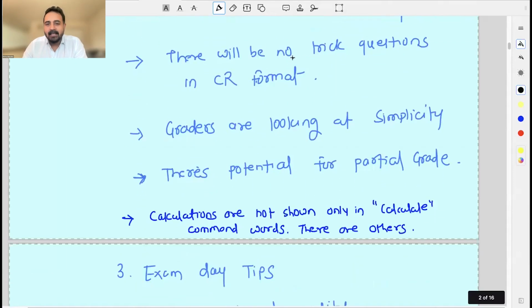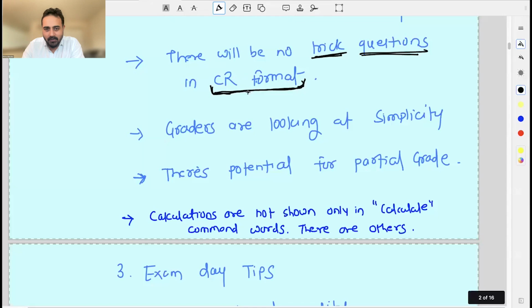Then, this is again an official comment by CFA Institute: they understand that CR format questions can be a little challenging for candidates. So they generally will not put in trick questions, something that has a hidden trick. Those categories of questions are very unlikely to show up in the CR format. So most CR questions would be fairly straightforward, not very difficult, which is good news. And this is coming from their official source.